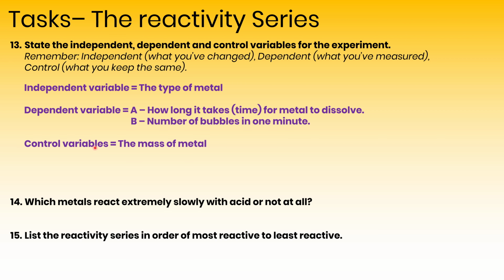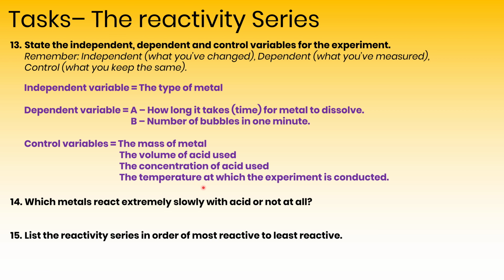Control variables. We used a balance to make sure that the mass of metal was the same. We also needed to make sure the volume of acid that we dropped the metals into was the same, and that the concentration of that acid was the same each time. We'd also want to keep the temperature at which the experiment is conducted the same, and I don't think I've written it here, but remember to keep the surface area of those pieces of metal exactly the same as well.